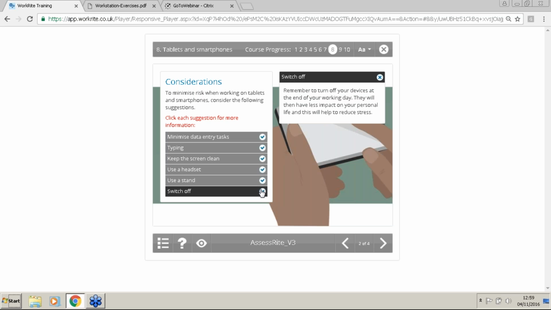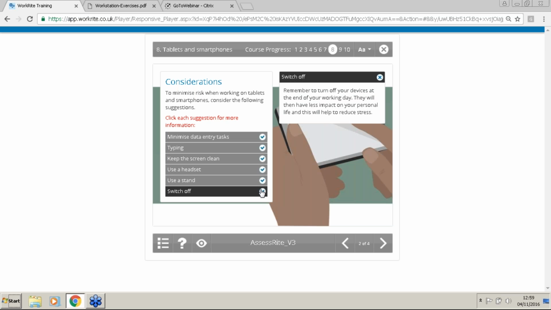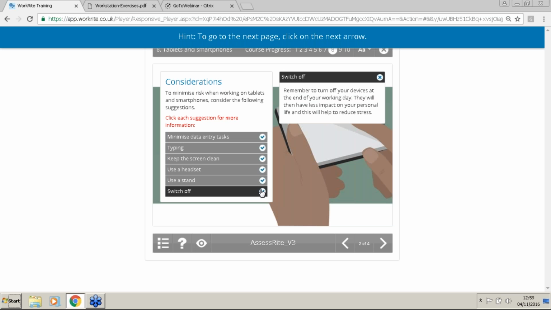And most importantly, remember to turn off your devices at the end of the day. They'll have less impact on your personal life, and this will help reduce stress. You need to learn to stop checking the emails at some point.